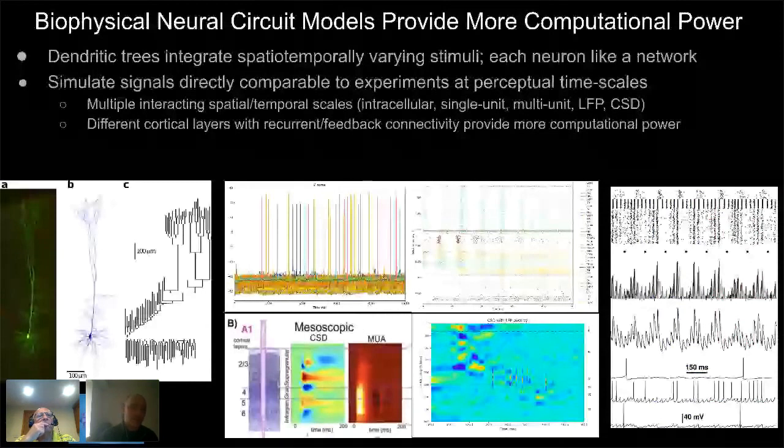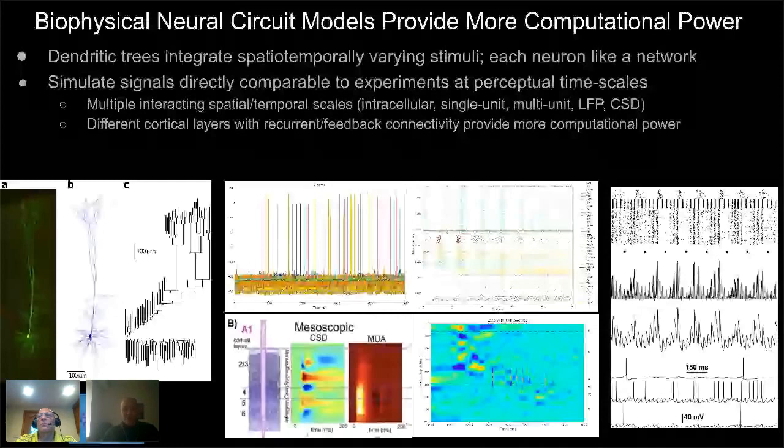So for example, this is a layer 5 pyramidal cell from mouse motor cortex. And this is the reconstruction. So you see these giant dendritic trees, and they can integrate spatiotemporally varying stimuli much more complicated than what you can process with a point neuron that's typically used in these ANNs. So each neuron ends up being like a network.